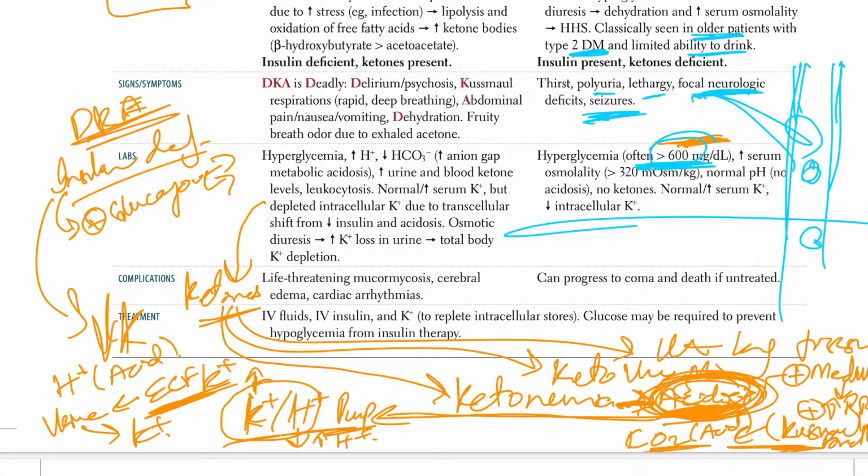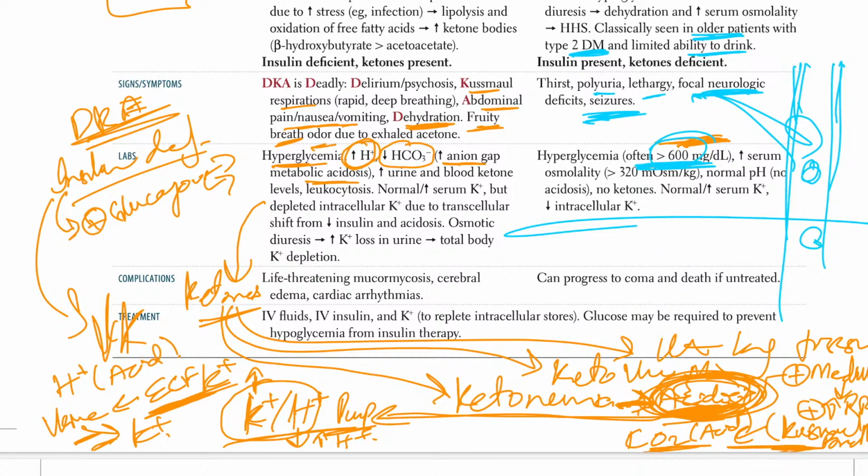Okay, we said Kussmaul breathing makes sense. Abdominal pain, nausea, vomiting. Okay, dehydration. Dehydration is also going to be there because you are causing what? Again, osmotic diuresis leading to dehydration. You have ketone bodies, so fruity breath odor is going to be there. For the labs, hyperglycemia for sure. Now you look at this increase in hydrogen levels, right? Decrease in bicarb, an increased anion gap metabolic acidosis.